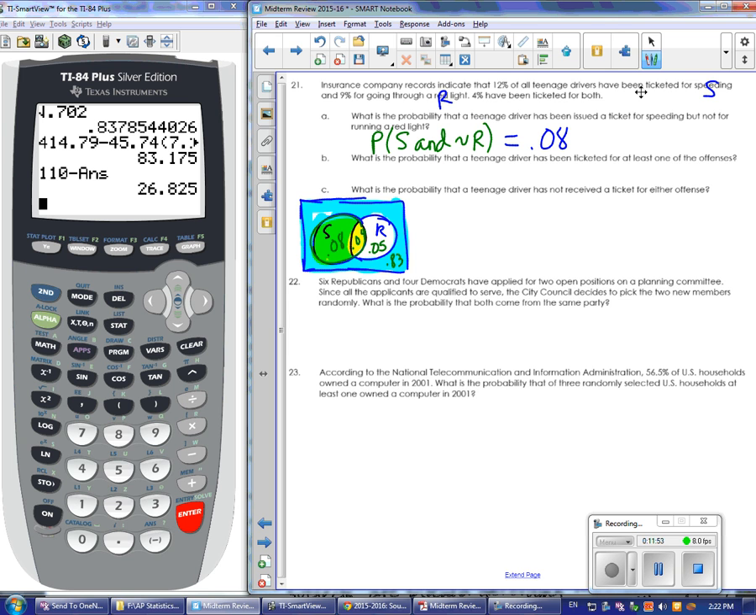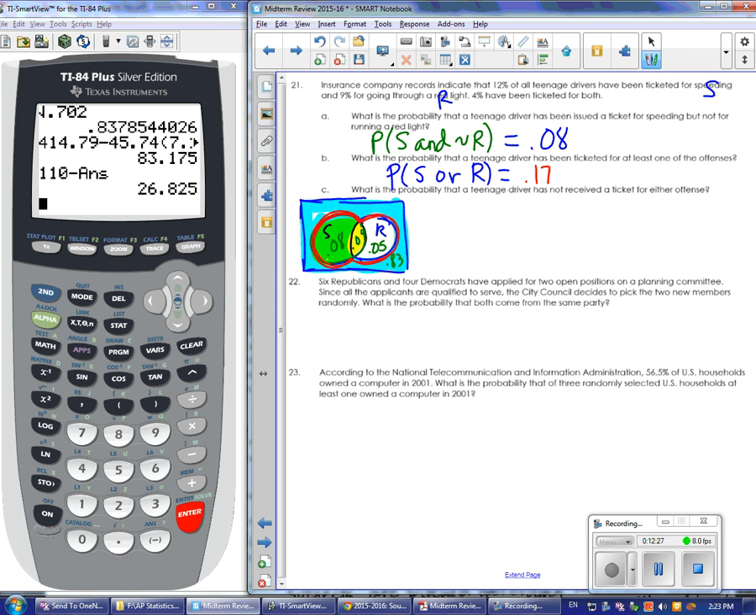In letter B, we're asked what is the probability that a teenage driver gets ticketed for at least one. That means they got ticketed for speeding or running a red light. And if you remember with the or, it's a union, and the union is going to include everything inside both circles. Okay, you just want to be careful that you don't count the overlap twice. So if I add up all those values, I've got 8%, 4%, and 5%. That's going to be 17%.